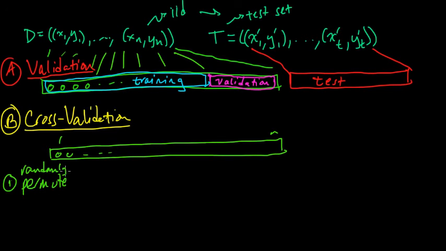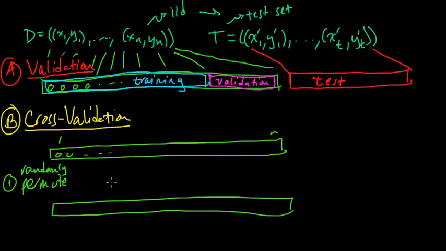So we get another data set. I'll redraw it down here, and it's going to be permuted. Each of these points goes to a new location, and so on. So you shuffle the data randomly. That's step 1.